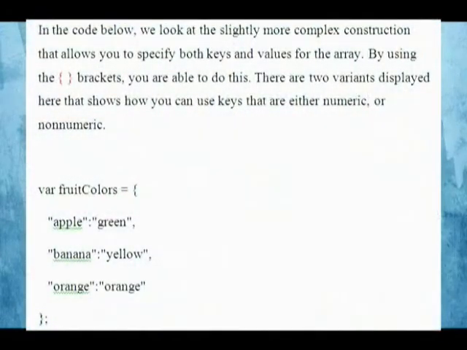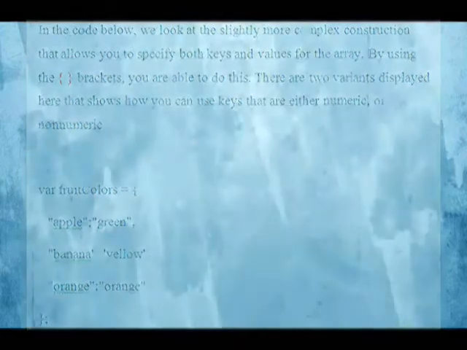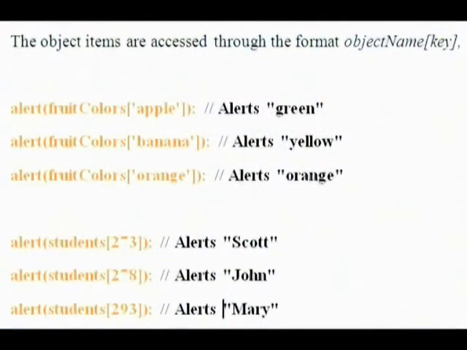In the code below, we look at a slightly more complex construction that allows you to specify both keys and values for the array. By using the curly brackets, you are able to do this. There are two variants displayed here that show how you can use keys that are either numeric or non-numeric. The object items are accessed through the format object name and key.